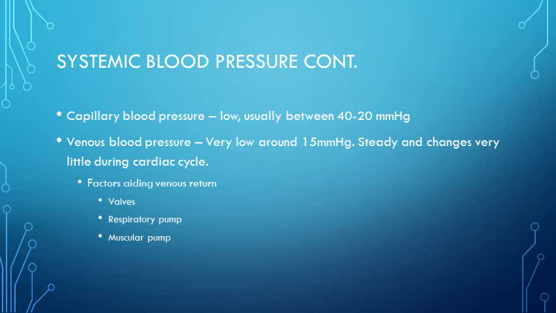Since the pressure is so low, there are a few factors aiding venous return. There are valves, which are structures that make blood flow in one direction, respiratory pumps, which move blood up towards the heart as pressure changes in the ventral body cavity during breathing, and muscular pumps. As skeletal muscles surrounding veins contract and relax, they make blood move toward the heart.